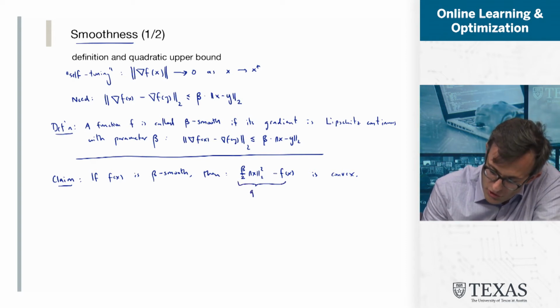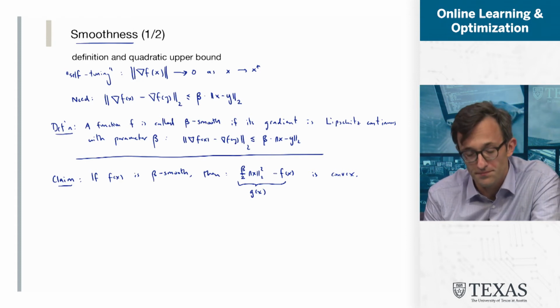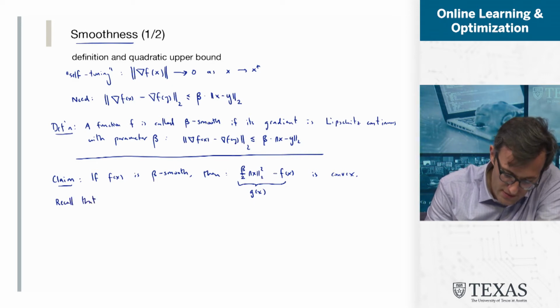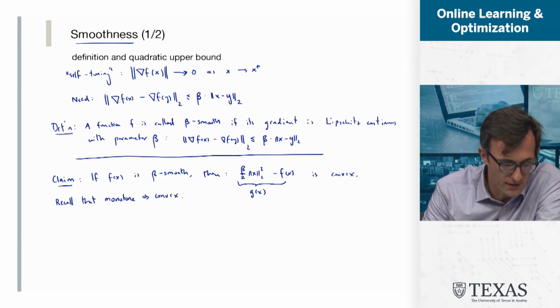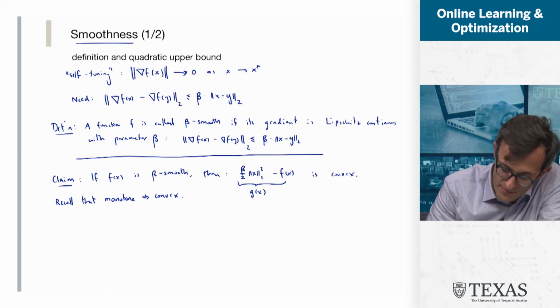So let's see how this goes. Let's call this function g of x. And we're going to show that g of x is monotone. So first, recall that if a function is monotone, then it's convex. So let's see why g of x is monotone. Let's write down what we need to show.